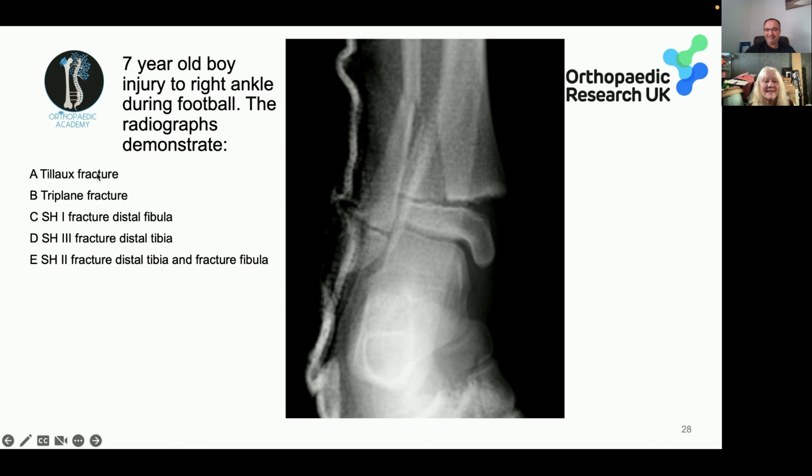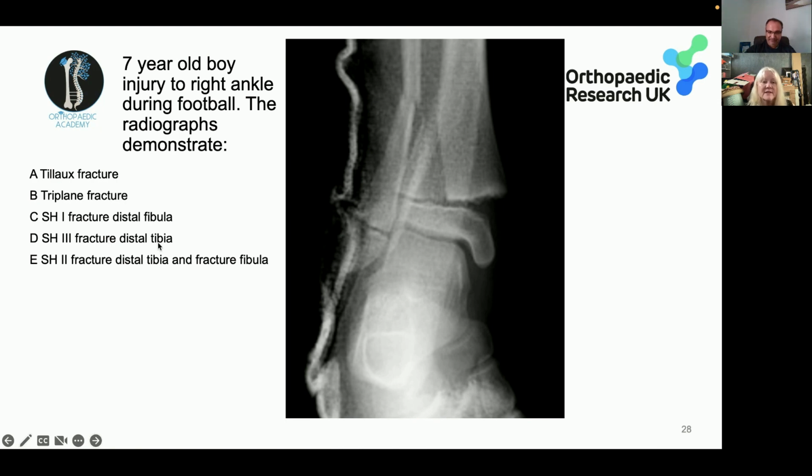So why is it not a Tillaux or a triplane? Well, the kid's 7. So if we remember, the triplane is round about 12, 13, and Tillaux is round about 13, 14, because of the way that the growth plate fuses. This kid's 7, so his growth plates are wide open. So that rules out A and B. Nobody picked C, which is great because it isn't.